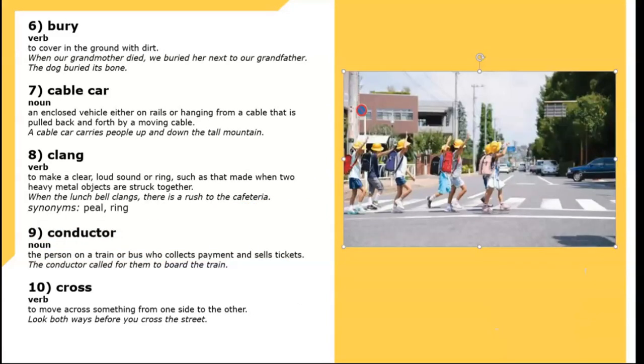And number 10, the last word for this video is cross. Cross is a verb, it's an action word, and it means to move across something from one side to the other. Now, did you see the word across here? We learned across on the previous page. It was number 1, and if you remember, across is a preposition. It's a word of place. So we did the school is across from the park.